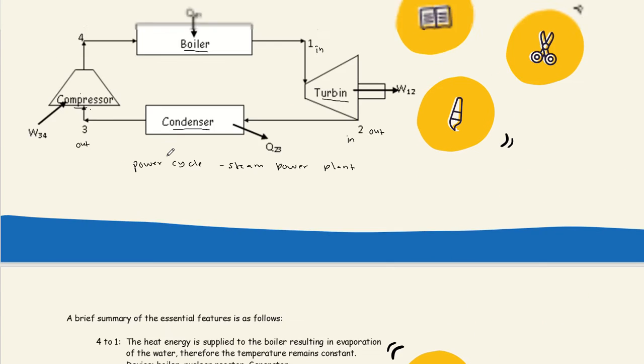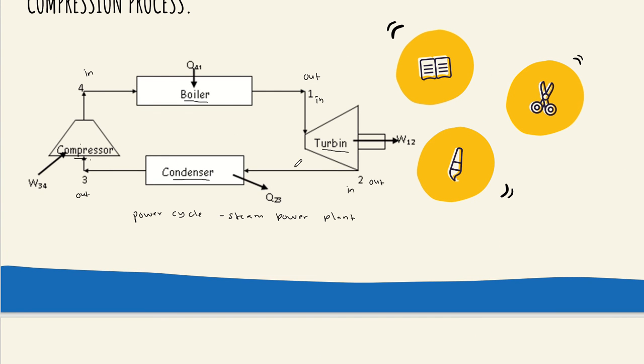And the last one, process 3 to 4, which is 3 is in for compressor or pump, and the outlet or out is at 4. The difference between compressor and pump: compressor is the device that is used to compress or increase the pressure of gas. But for the pump, the function is to increase the pressure of fluid, either water or oil.